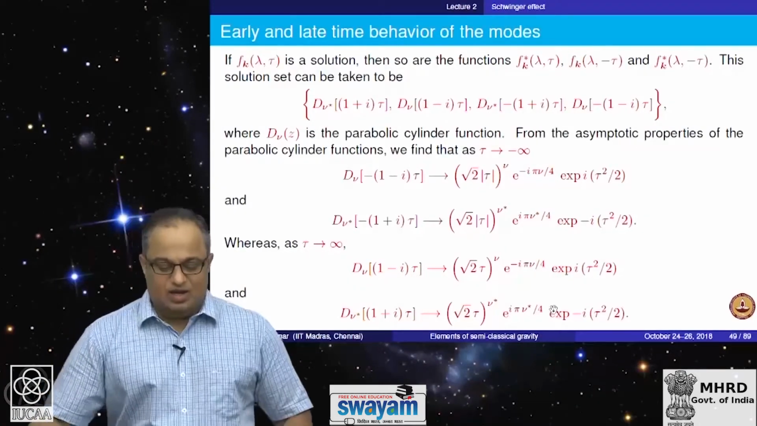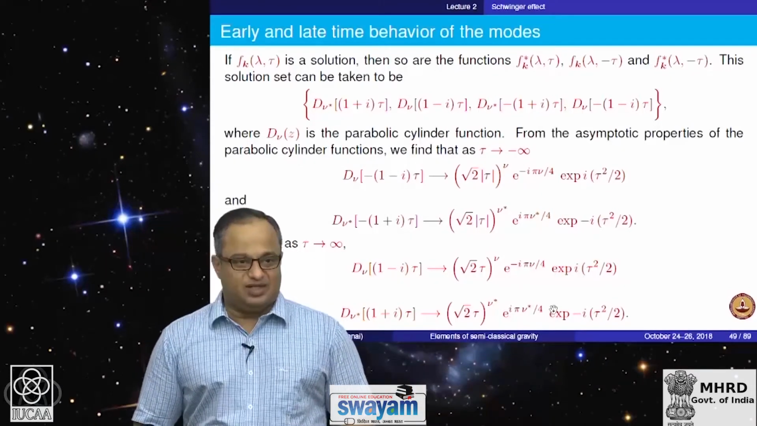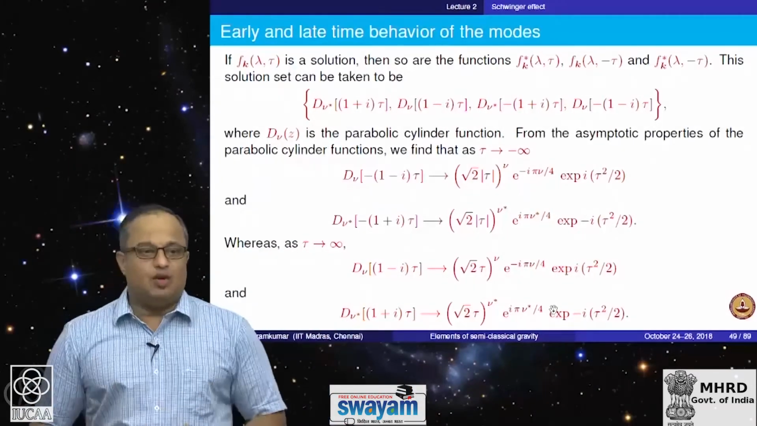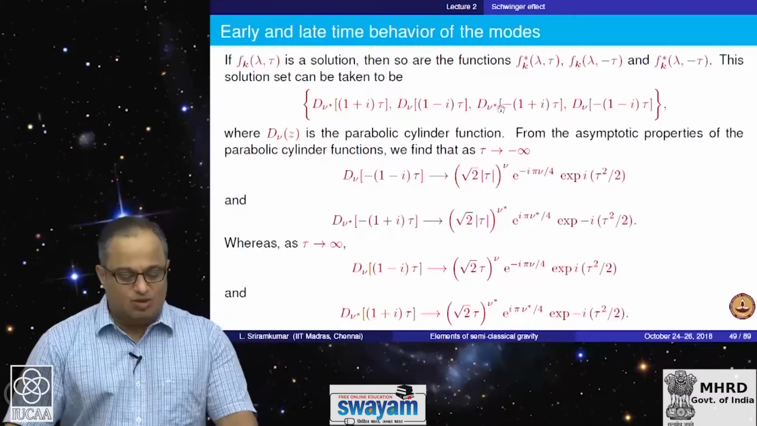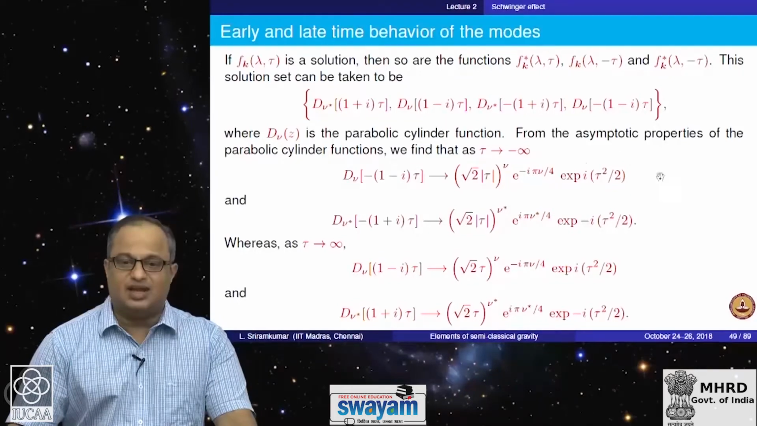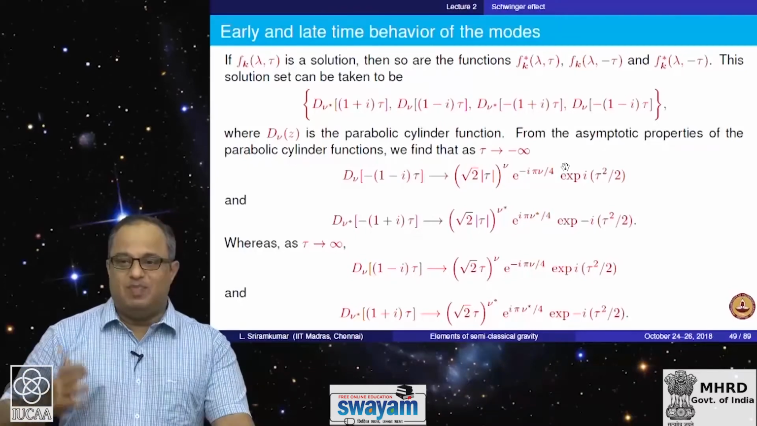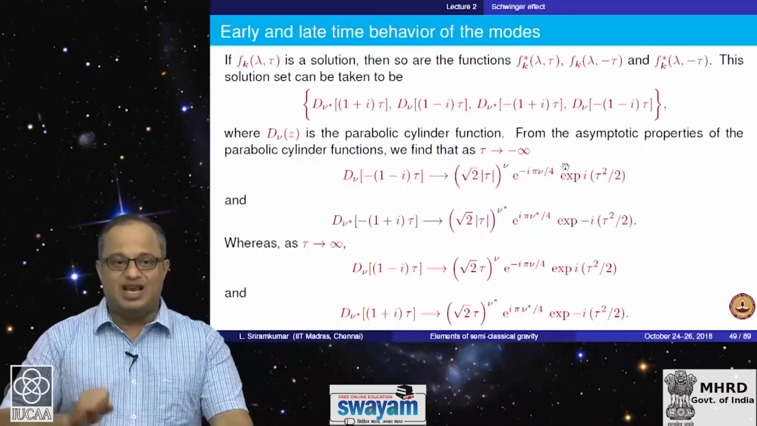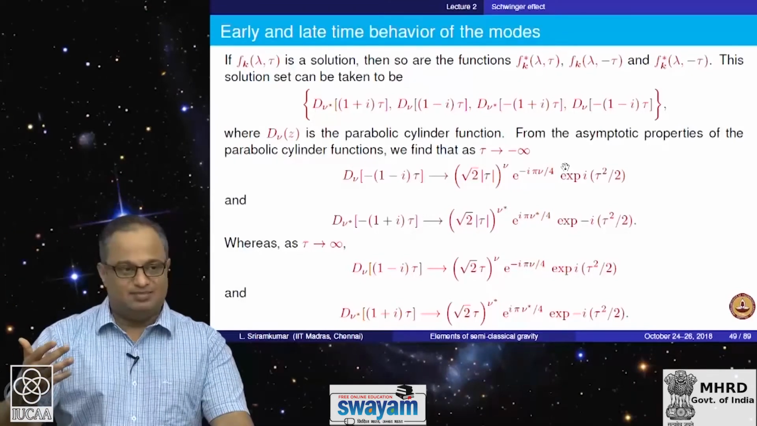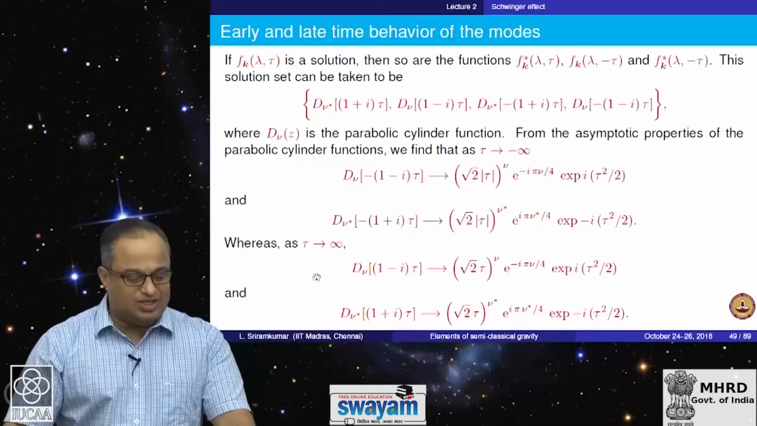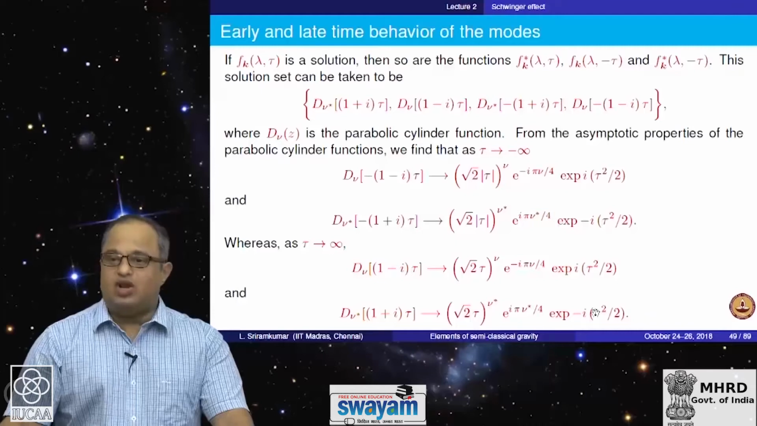Now, what do we need? You want to understand the asymptotic behavior of these parabolic cylinder functions, and you can look up some standard texts like Gradshteyn and Ryzhik, which will list these properties. As τ tends to minus infinity, notice how it behaves. Instead of e^{-x²}, it behaves like e^{±iτ²}, because the frequency of the oscillator has become imaginary. And as you can imagine, as τ tends to plus infinity, you have the same behavior. Now, what do you need to do?